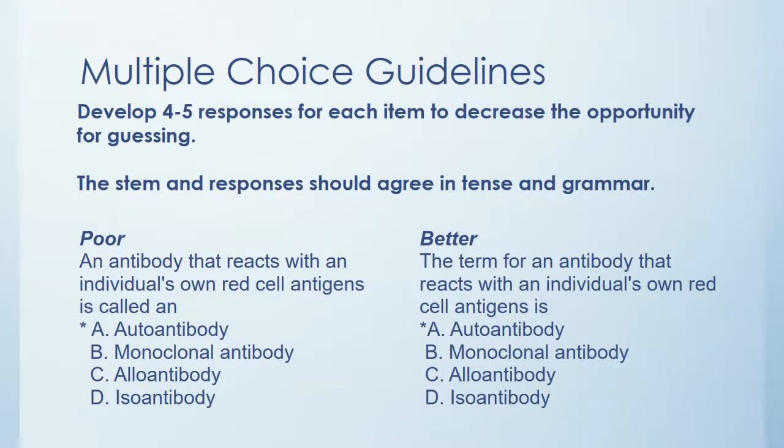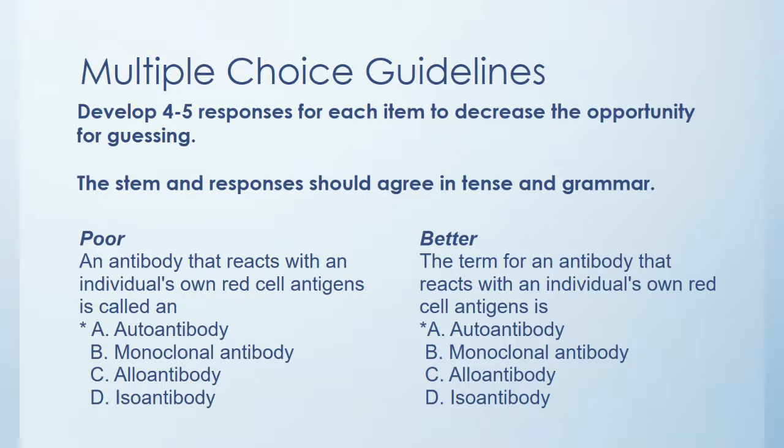You want to develop 4 to 5 responses for each item to decrease the opportunity for guessing. This might not be possible for some questions, because if it's like normal, decrease, increase, you might only have 3 options. That's fine. But when possible, you should have 4 to 5 responses.